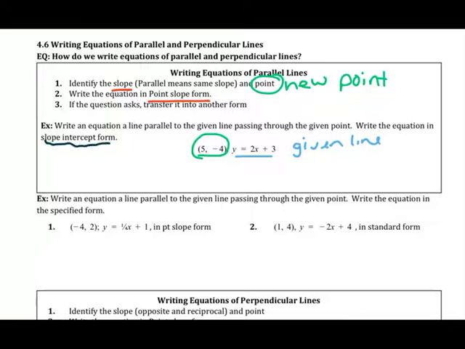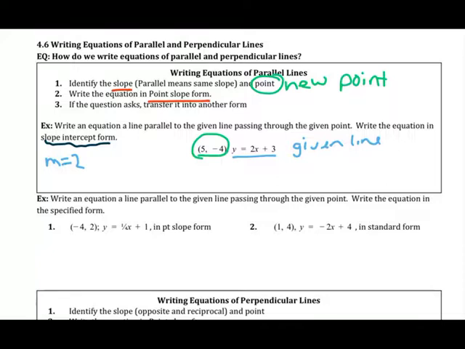The only piece of information that I need from this given line is the slope. The only thing I care about in this line is the slope. So I'm going to put a box around 2. I don't care about anything else. All I need from that equation is that my slope of the line is going to be 2. Now remember, any line that's parallel to this line, y equals 2x plus 3, is also going to have a slope of 2. So that's going to be the slope of my new line as well.